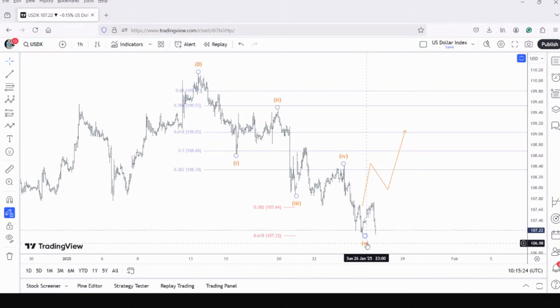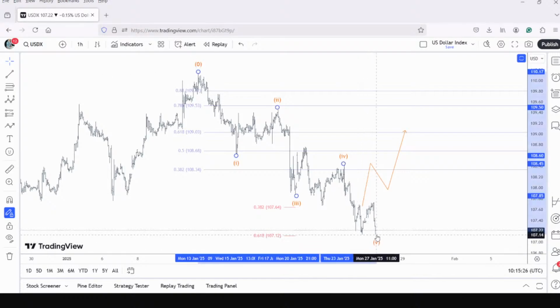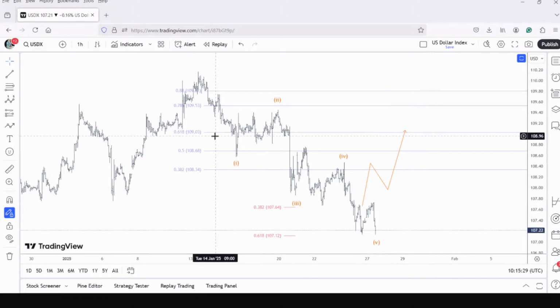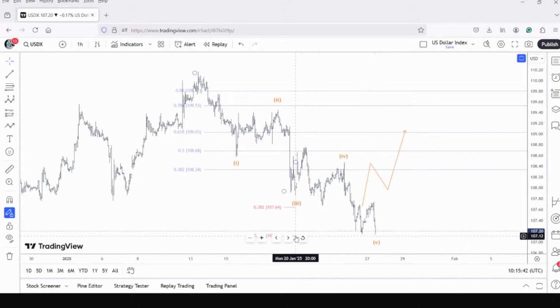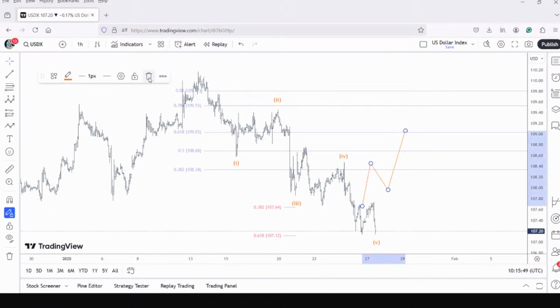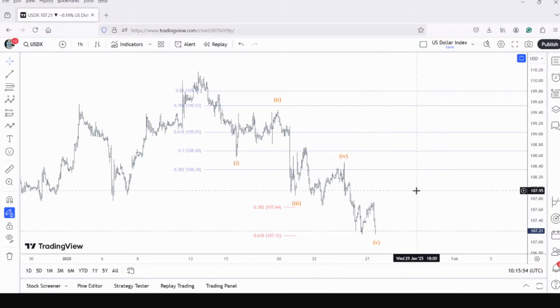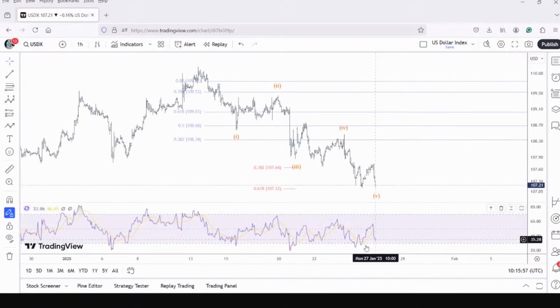So ideally, we are very close to completing that first impulse wave in the dollar index as well, which started from 110 aggressively. So now we have 107, and that's where the Fibonacci extension was also pointing. So things are matching up. One more proof could be the RSI. If there is a divergence, yeah, you see the bullish divergence also coming across nicely.